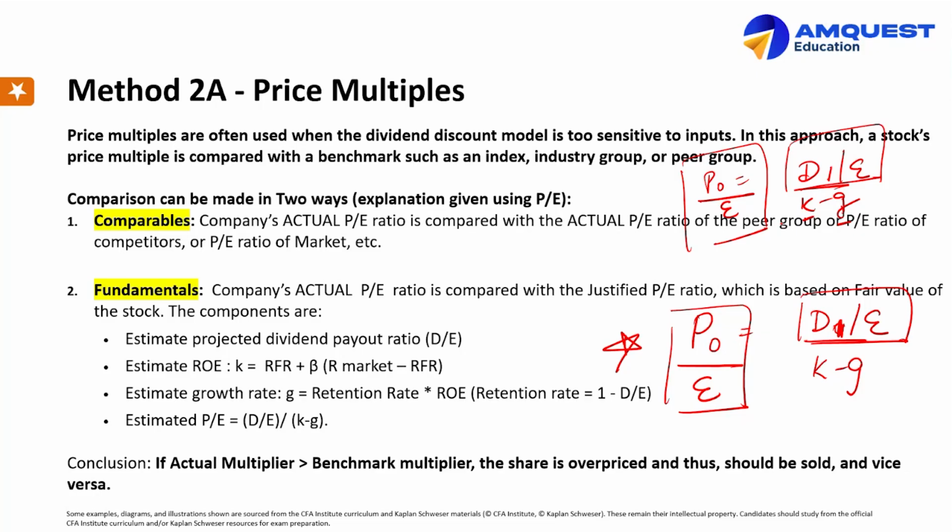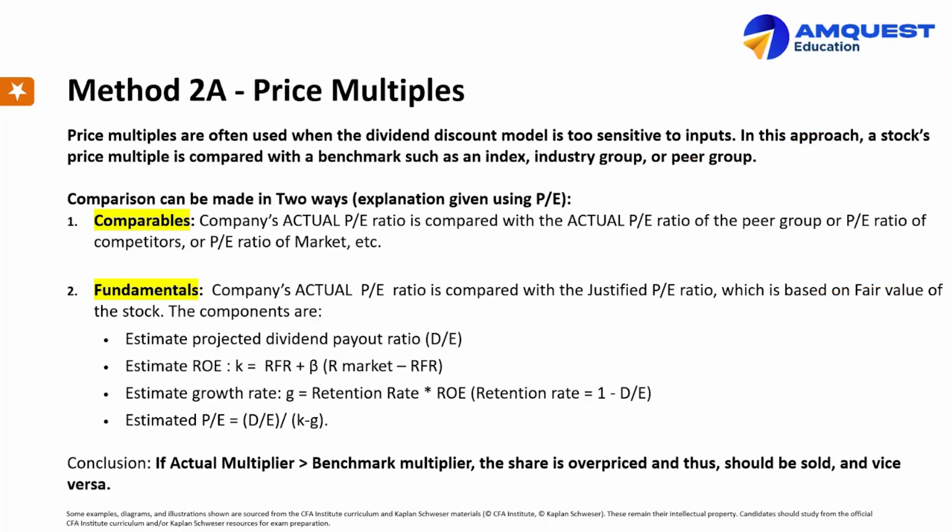Yes, sir. Okay. So if the actual multiplier is 20x and the benchmark multiplier is 14x, the share is overpriced. The industry is having a value of 14 times, x is number of times. Mine is coming as 20 times. So we say that the share is overpriced and it should be sold. Again, this is theoretical. My share can definitely be overpriced. I have to find out what are the reasons behind it. And if I feel that the reasons are not justified, then we say that the share is overpriced.